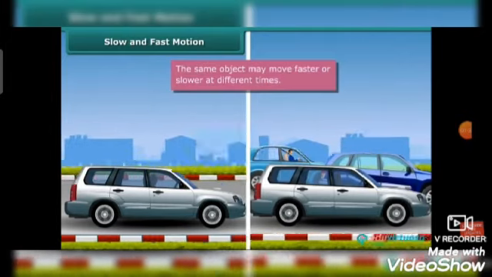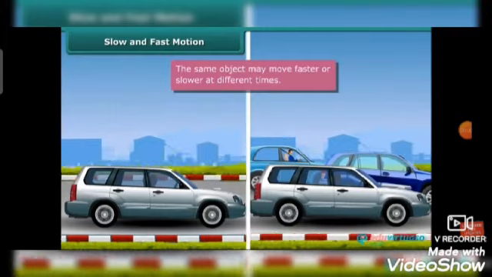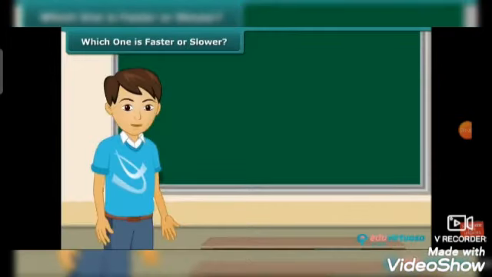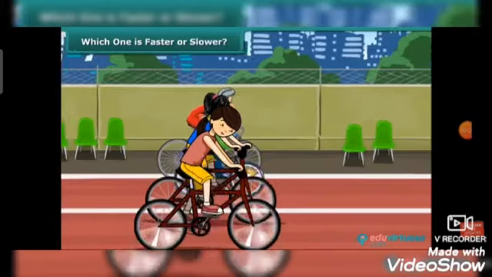Now, the same taxi can move faster or sometimes slower on a busy road, right? So, we have to learn now how to calculate or measure what is faster and what is not. To know that, you have to calculate the distance covered by that object in a specific span of time.